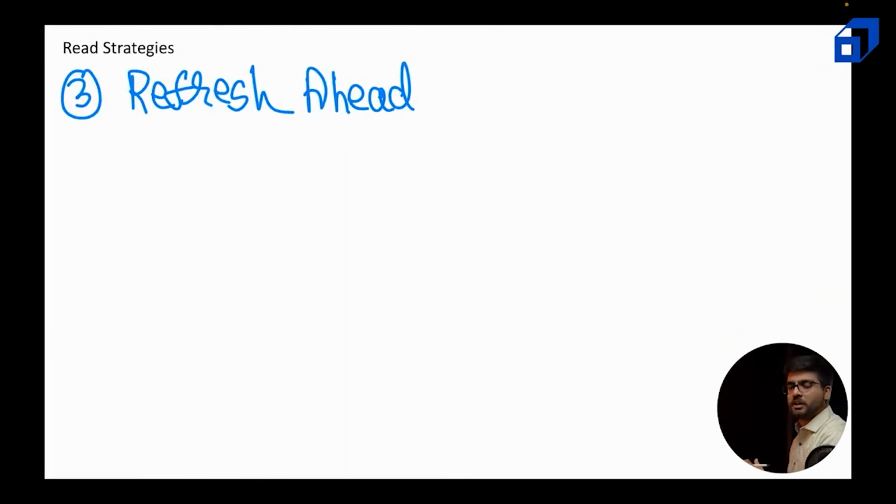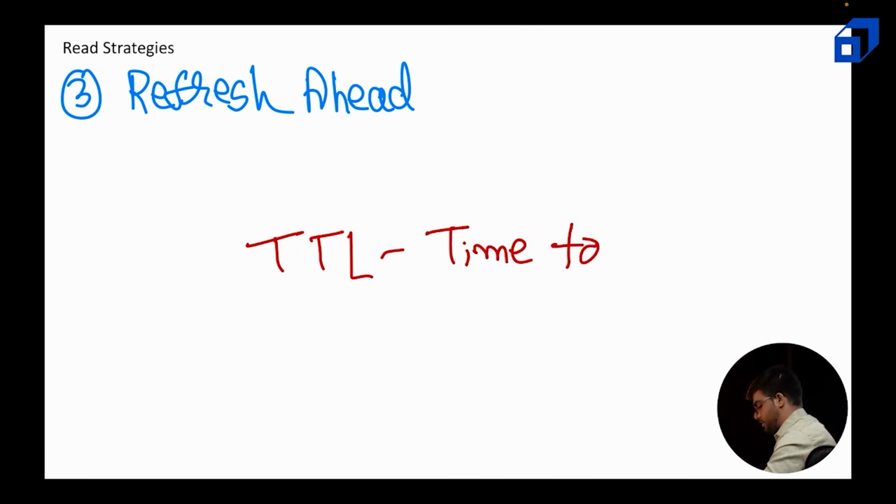Now lastly, refresh ahead. One important thing to note over here is whatever information is going to be present in the cache, it is going to have some sort of a TTL associated with it. TTL is time to live. So there is some sort of an expiration period for each item present inside the cache. If the access pattern is such that there is some hot data which is fetched on a constant basis from the cache, we don't want that data to expire.